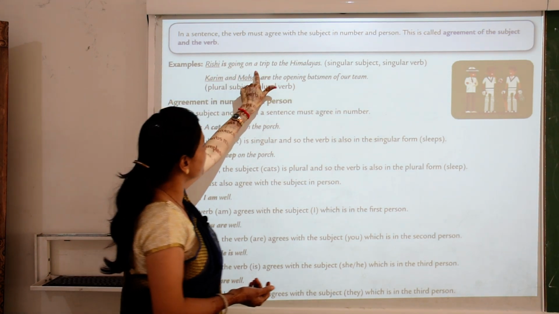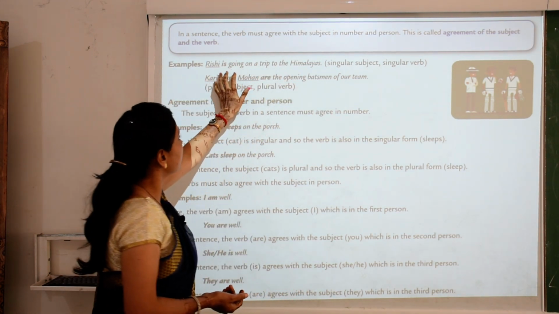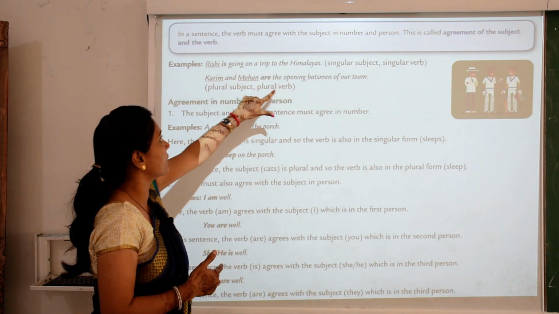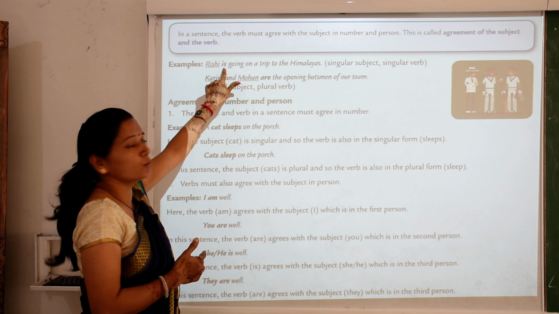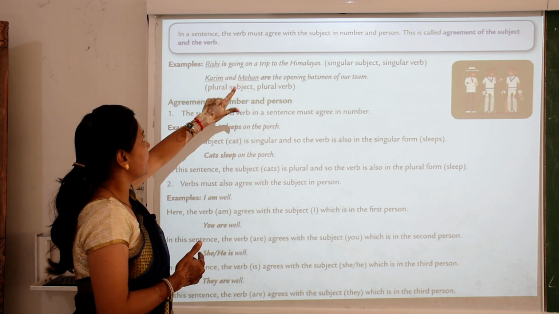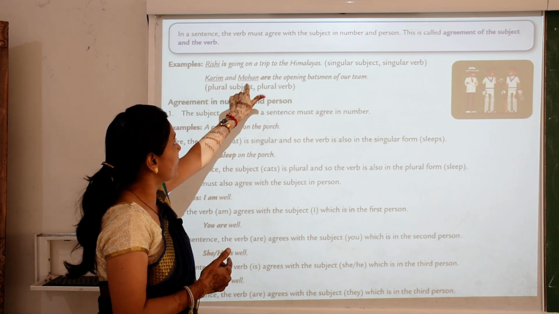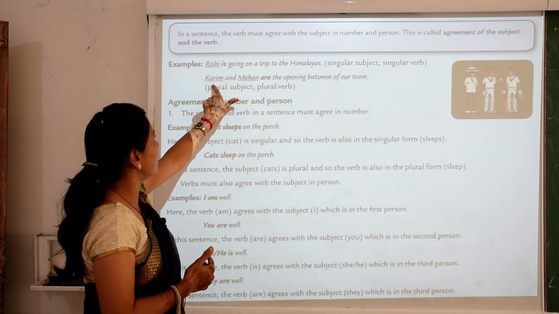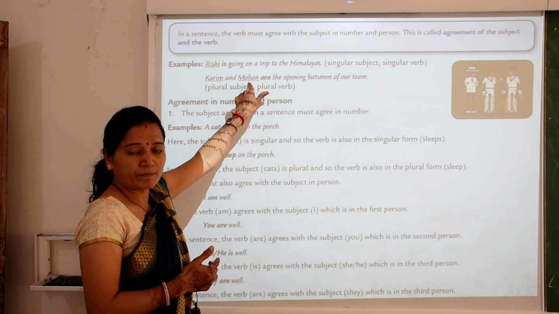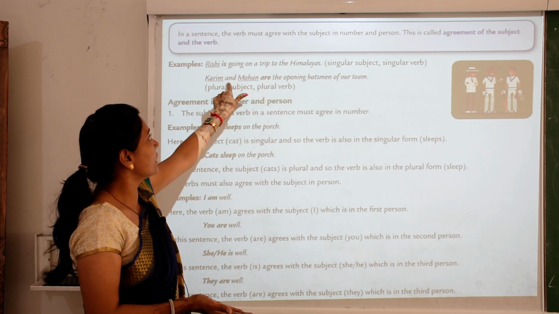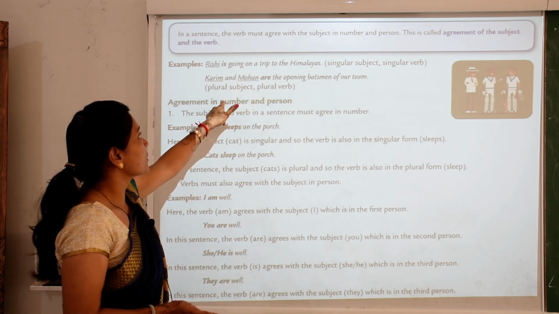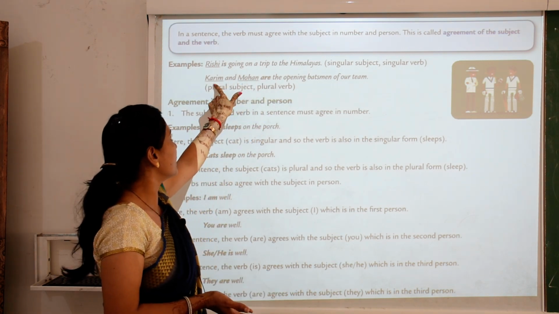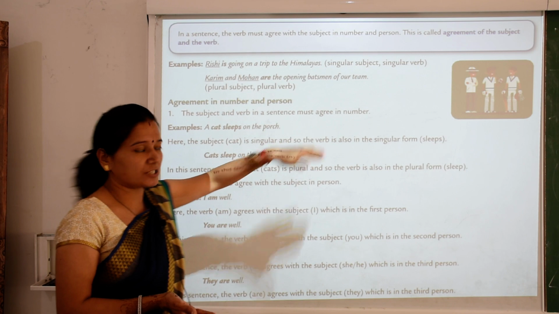Rishi is going on a trip to the Himalayas. Here Rishi is our subject and it is a singular subject, so with this we are using the singular verb is. Let's see the next. Karim and Mohan are the opening batsmen of our team. Here the subject is in plural form, Karim and Mohan, more than one person, so it is a plural subject. With the plural subject we are using the plural verb are. Karim and Mohan are the opening batsmen.